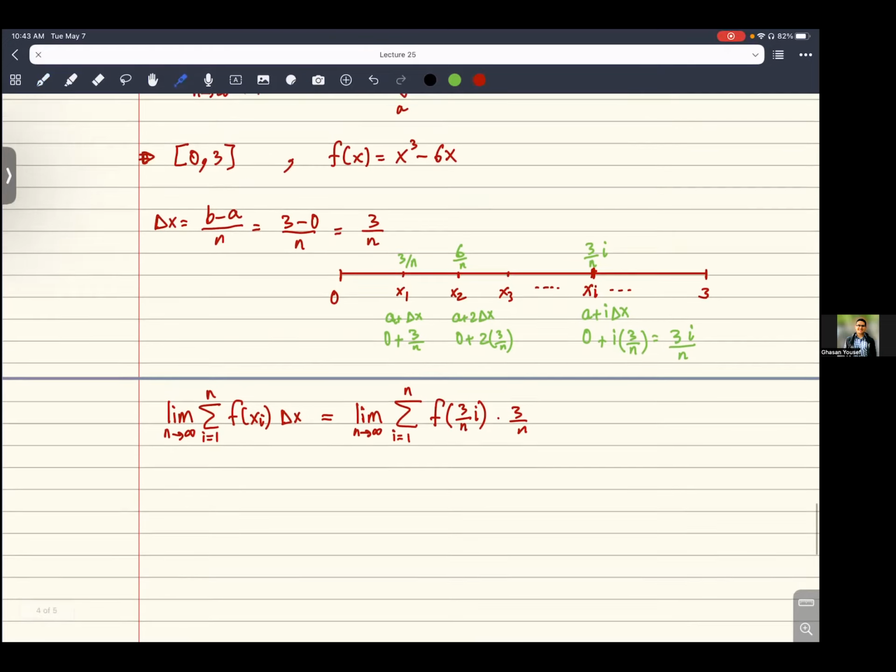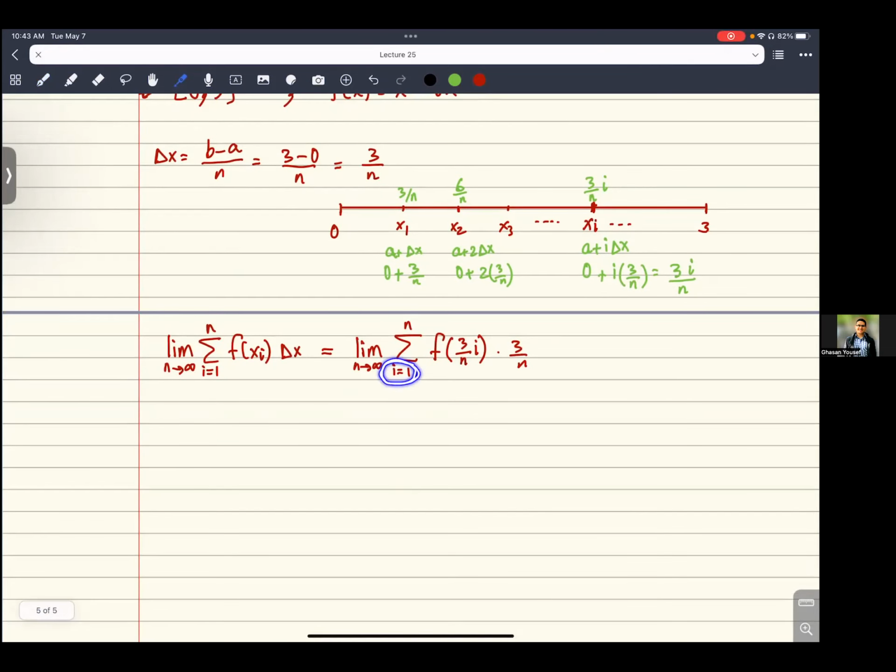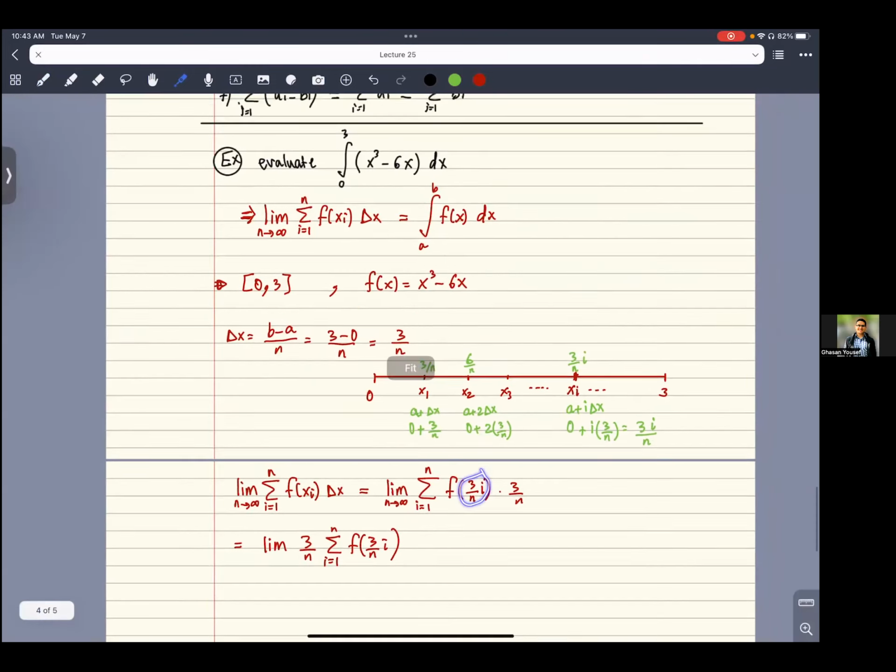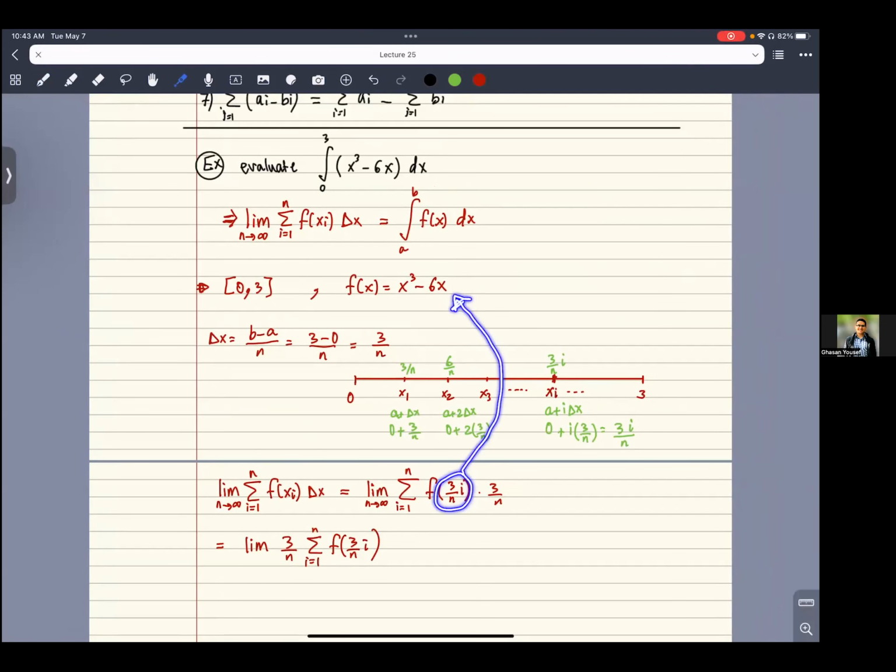Again, because the sum depends on i, this 3 over n is constant. I can take it outside the sum. Make sense? So this is the same as the limit of 3 over n times the sum of f of 3i over n, i starting from 1 to n. And we're going to plug this value inside the function here.